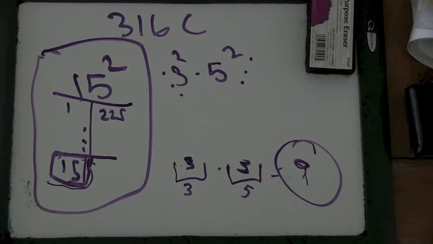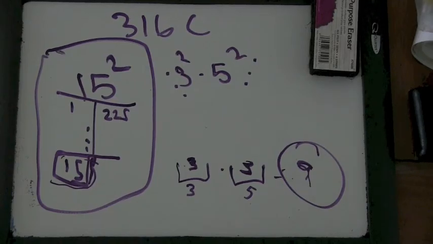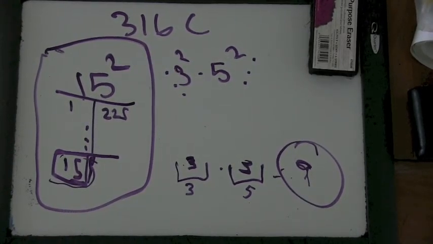Okay. So why do you think a perfect square always has a sum that's odd now? Let's talk about that in the next video. Okay. Alright.